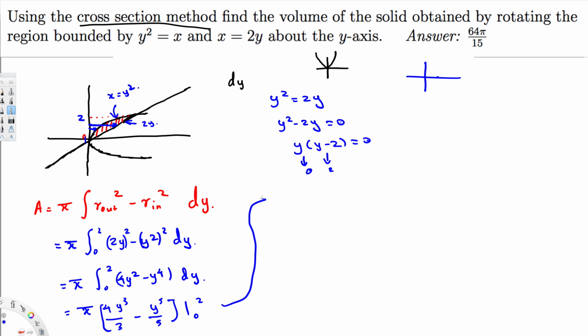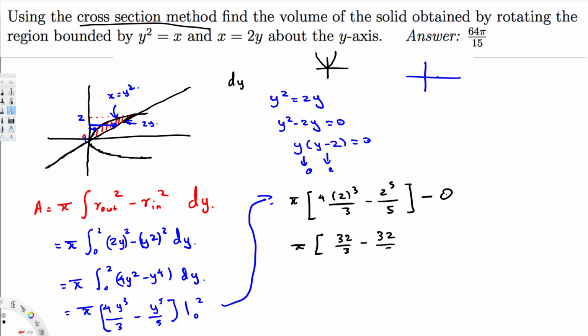Now let's go ahead and substitute the values. First, we have pi times 4 times 2 cubed divided by 3 minus 2 to the power 5 divided by 5. If you substitute 0, that's just 0, so it doesn't change anything. Let's calculate this. 4 times 2 cubed is 4 times 8, which is 32. So 32 divided by 3. And 2 to the power 5 is 32, divided by 5.